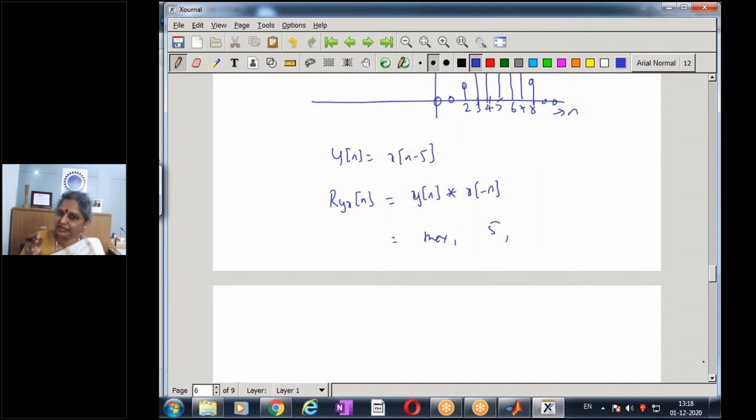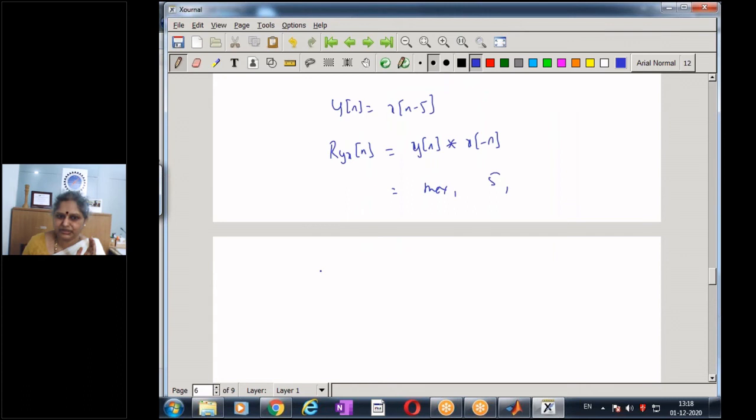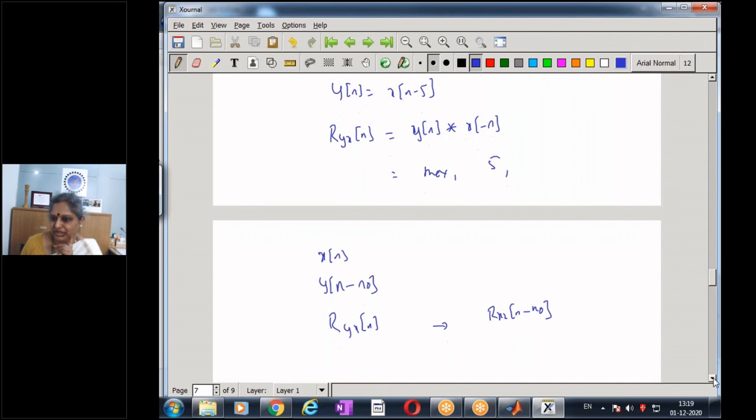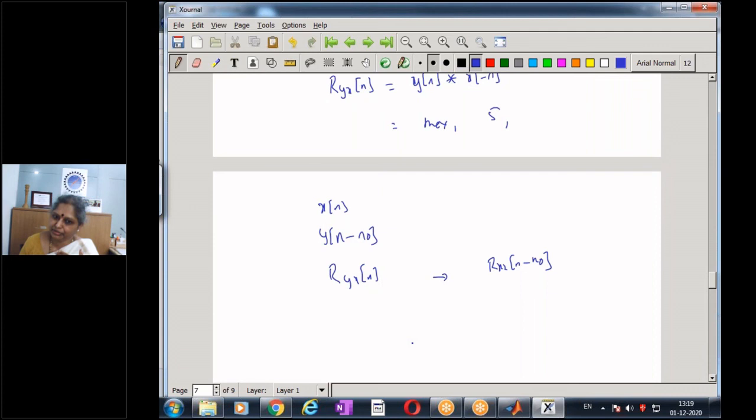That is, suppose I have a sequence x of n, and I have another sequence y of n, say x of n minus n naught, and I perform the cross correlation, say r y x of n. Then my result is going to be an autocorrelation, because the two signals are the same, but the autocorrelation shifted by n naught. So this is going to be r x x of n delayed by n naught. So the autocorrelation result delayed by n naught is what we get when I perform this type of cross correlation. If I find the maximum, from the location of the maximum, I can tell what the delay is.